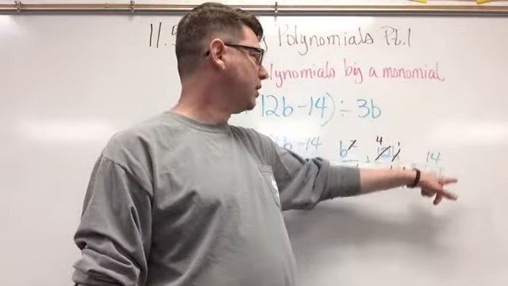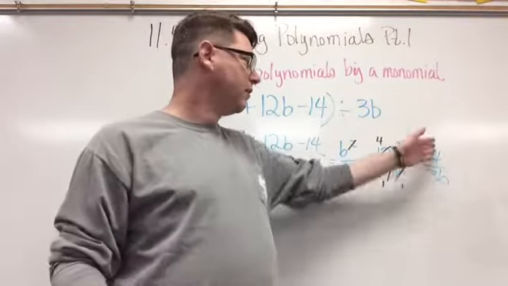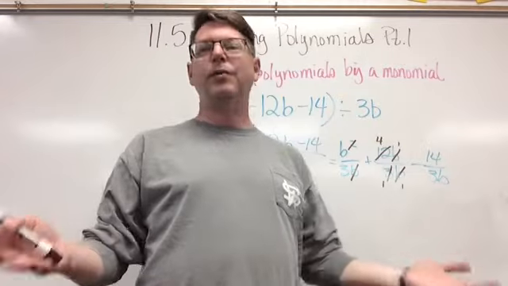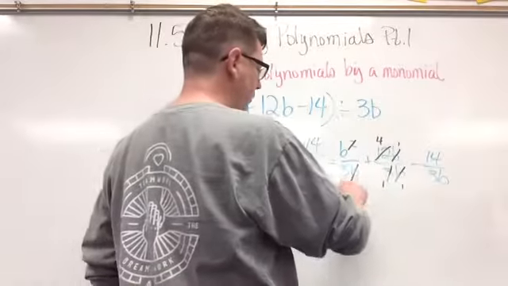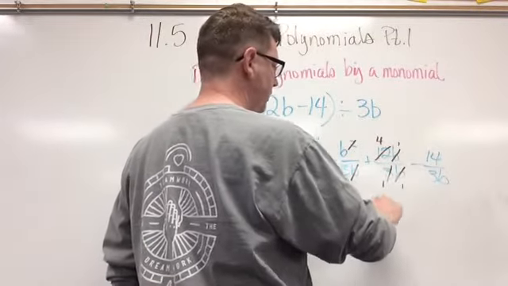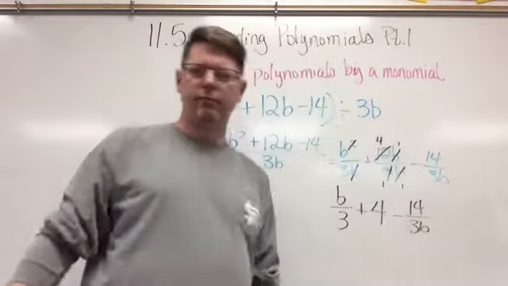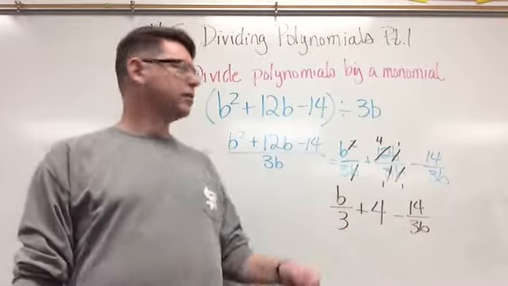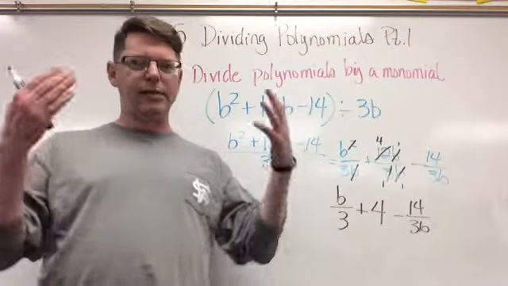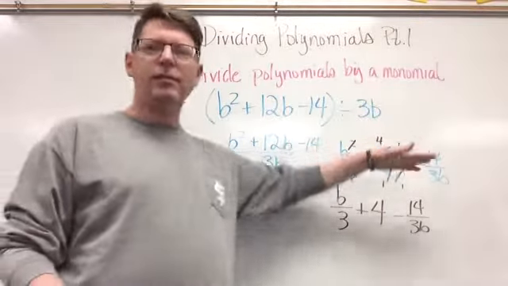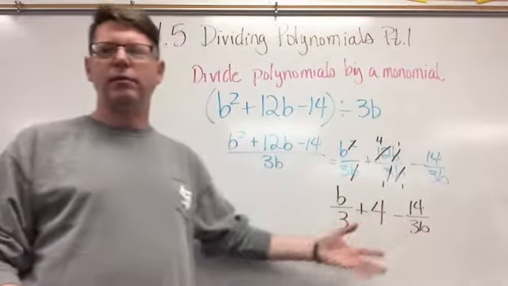And on the last one, 14 over 3b, 3 doesn't go into 14 evenly and there's no other b, so it's already simplified and I can't do anything else to it. So then I write down what's left: b over 3 plus 4 minus 14 over 3b. And that would be my final answer to b squared plus 12b minus 14 divided by 3b. Again, I'm just setting up simple fractions, simplifying them to their simplest form, and then combining them again to get my final answer.